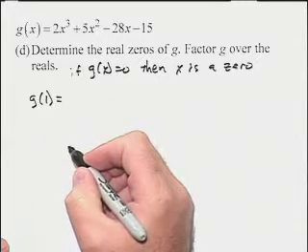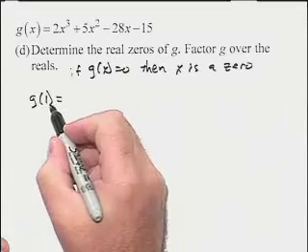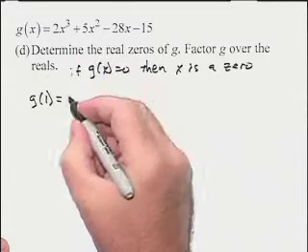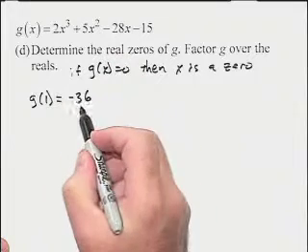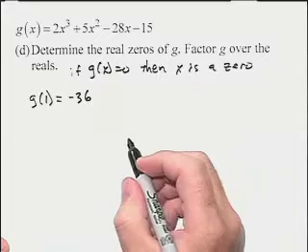We'll actually start with the positive integers. So we'll do g of 1. 1 is our first positive potential rational zero. That's an integer. We do g of 1 and evaluate the function, we'll get negative 36. Since this is not equal to 0, we know that 1 is not a 0 of g.